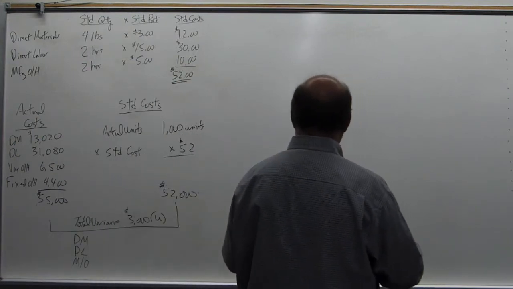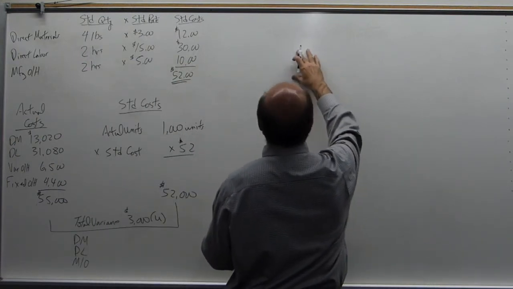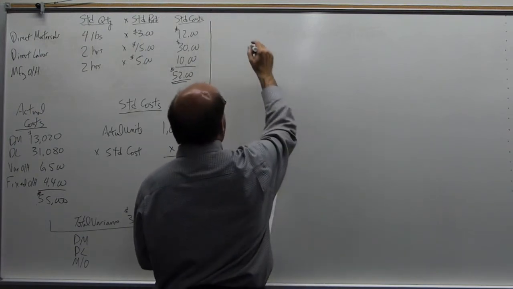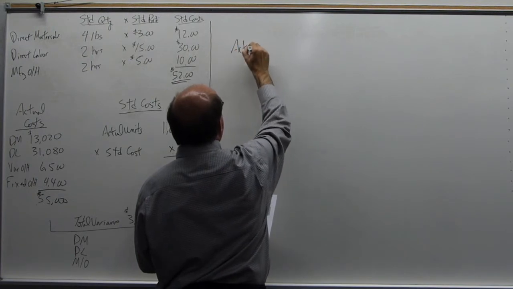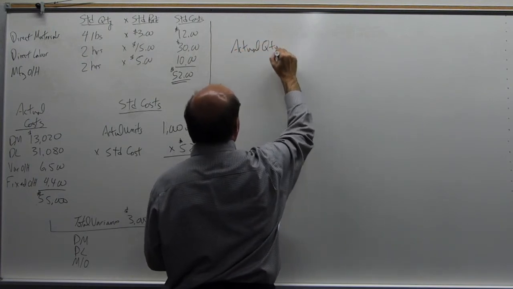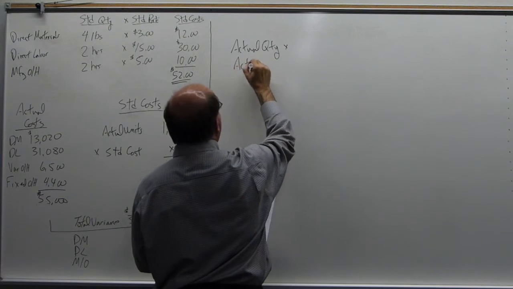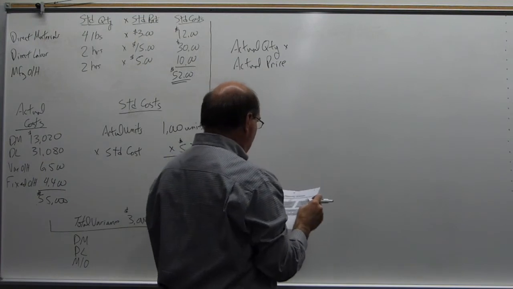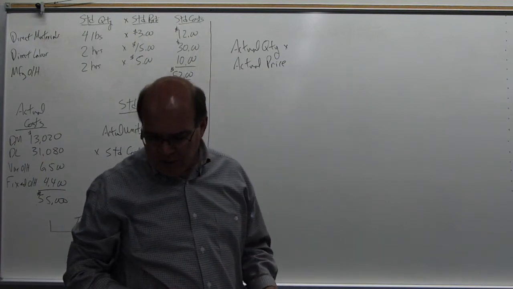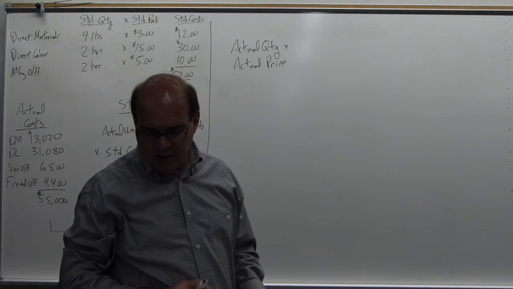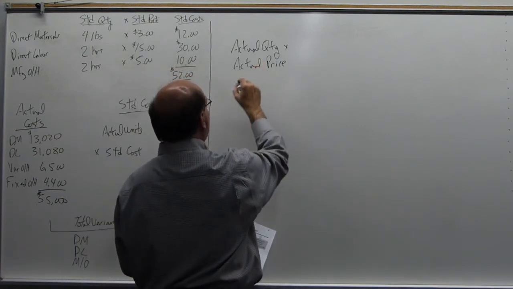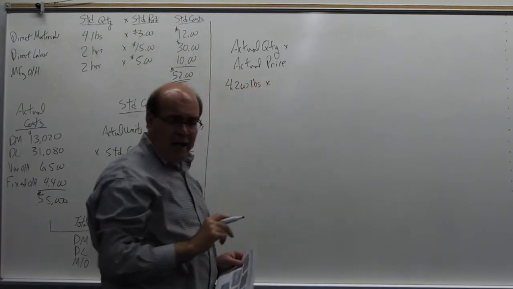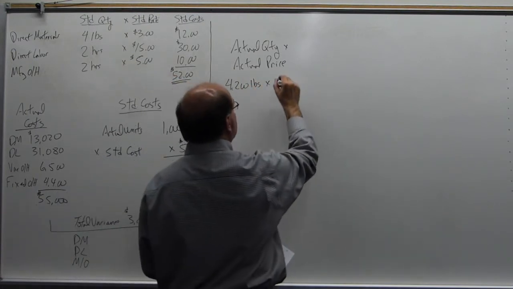So I'm going to set the formula up this way. These are going to be my actuals. I'm going to draw a line here to make this nice and neat. I'm going to have my actual quantity times my actual price. Okay, everybody with me? It tells me in there that I used 4,200 pounds of direct materials. So my actual quantity was 4,200 pounds, and my actual price that I paid was $3.10.